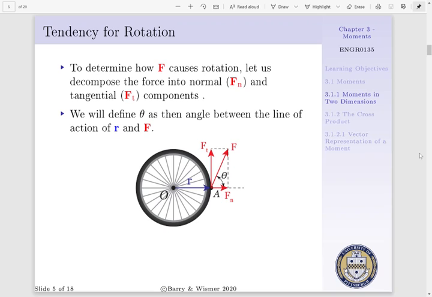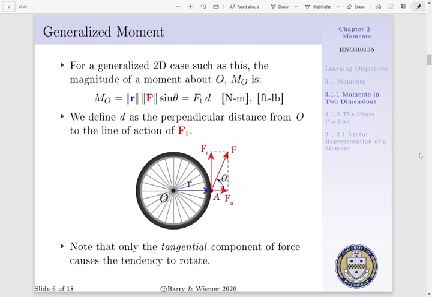To determine how this force causes rotation, we will decompose this force into a normal and a tangential component. The normal component is designated F sub n, and our tangential component is designated F sub t. Now we're going to define the angle theta between our line of action of r and our force. For a generalized two-dimensional case, such as this bicycle wheel, the magnitude of the moment about point O, which is represented by the variable M subscript O, is expressed as the magnitude of our moment arm times the magnitude of our force times sine of the angle between the line of action of our moment arm and force.